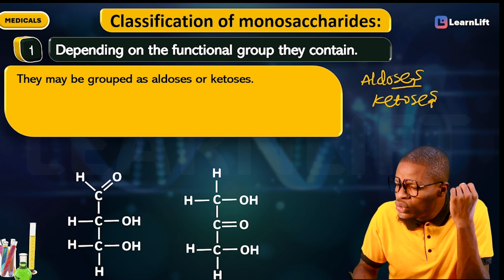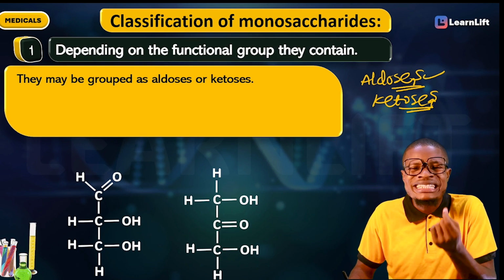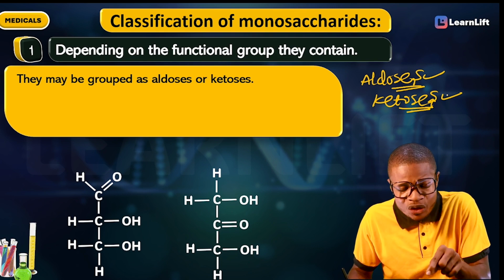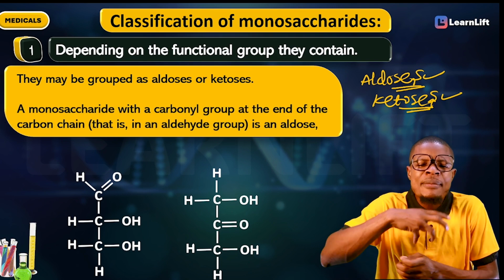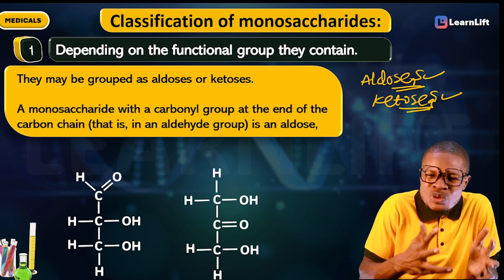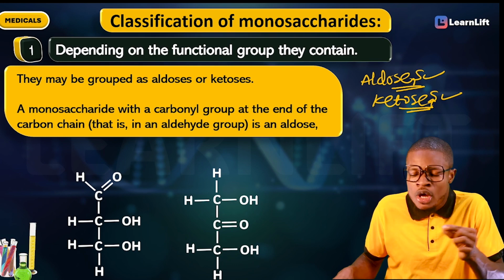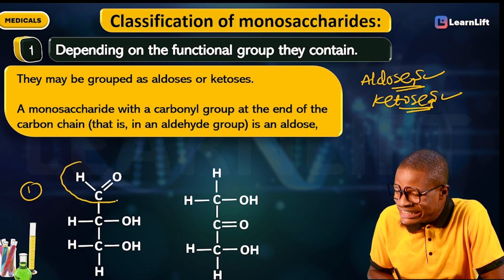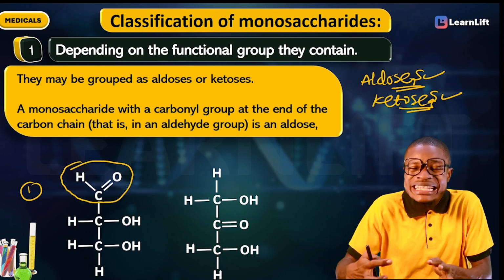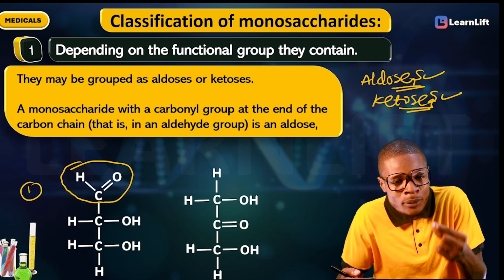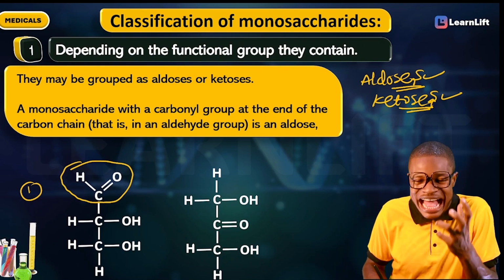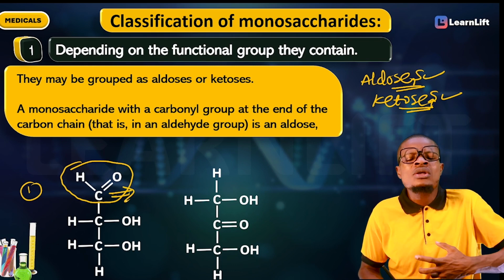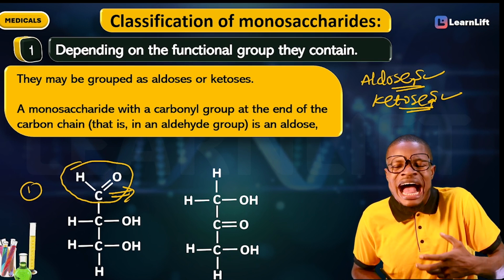Now, which one is your aldose? Which one is your ketose? Aldoses are the ones that contain the aldehydes or the alkanals. Ketoses contain alkanones or the ketones. Now, look at this. A monosaccharide with a carbonyl group at the end of the carbon chain. Now, where is the carbonyl group in this first compound here? The carbonyl group is at the end of it. A monosaccharide with a carbonyl group at the end of the carbon chain, what is it called? It is called an aldehyde group. So this carbohydrate that we have here has an aldehyde group, and because it is an aldehyde, it is referred to as an aldose.